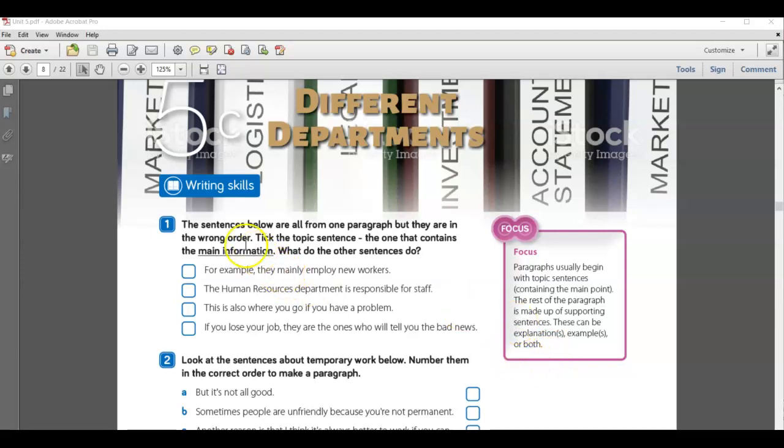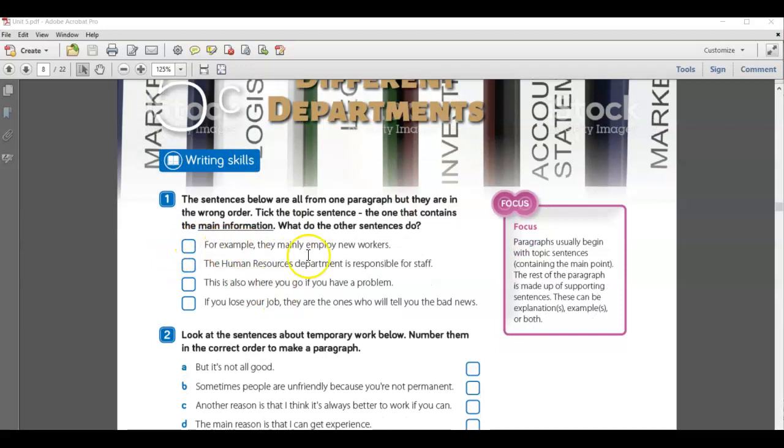Okay? Now, I need you to look at the sentences below here. The sentences below are all from one paragraph, but they are in the wrong order. Tick the topic sentence, the one that contains the main information or the main idea. What do other sentences do? Have a look at them. Study them. Okay? Which one is the topic sentence?